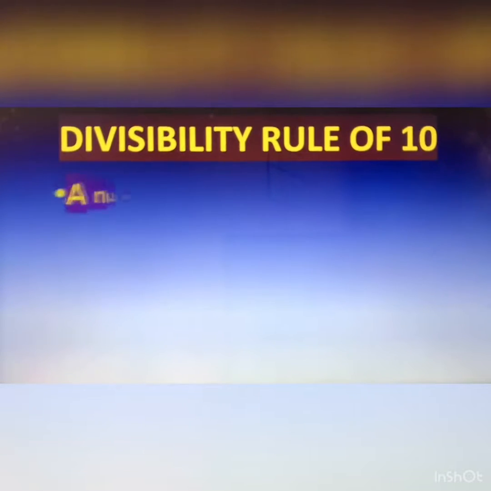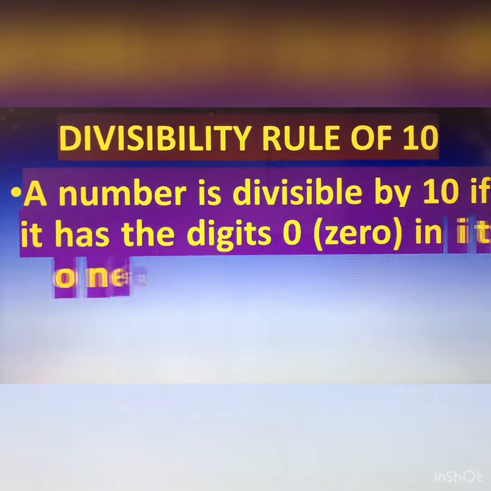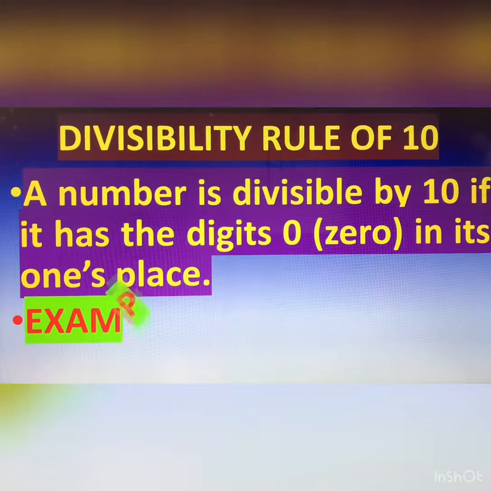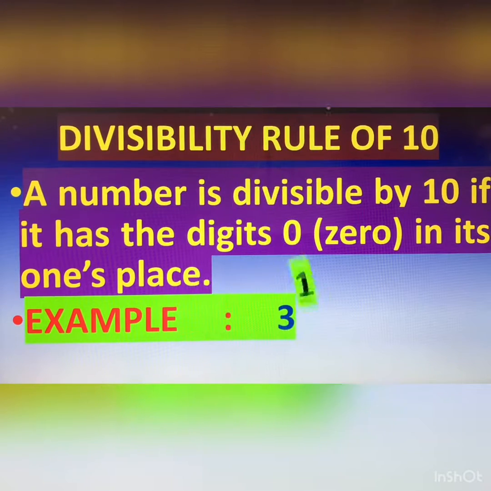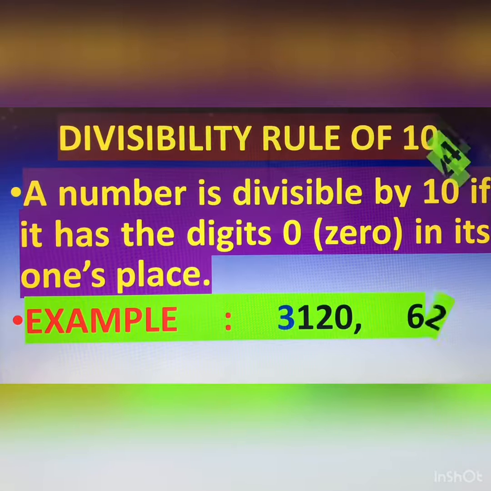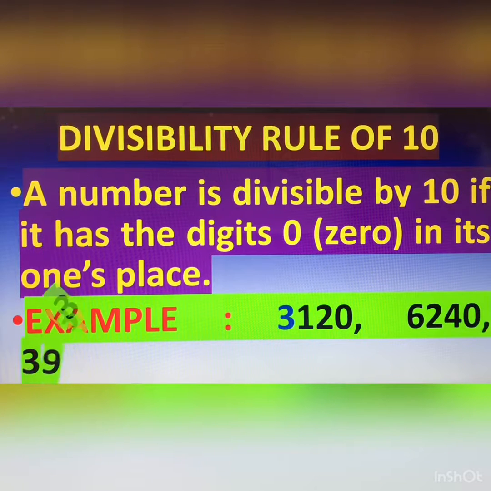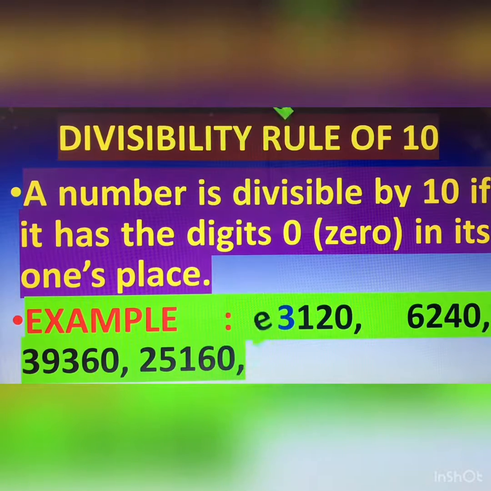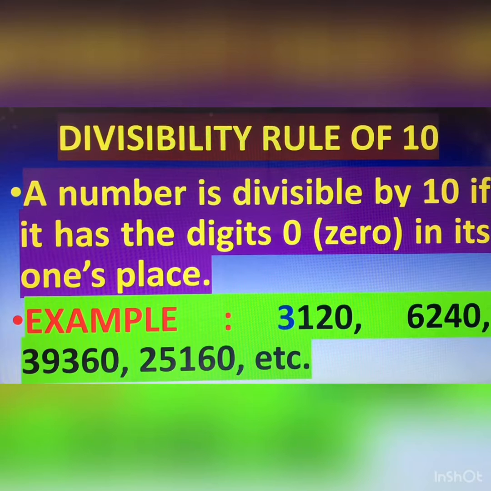Similarly, moving on to the next divisibility test, of 10. If the ones place digit is 0, a number is divisible by 10 if it has the digit 0 in its ones place. Means if the ones place digit is 0 in the given number, then that number is divisible by 10. So you can see here, these are examples of numbers which are divisible by 10, because the last digit, that is the ones place digit, is 0. So all these numbers are divisible by 10.